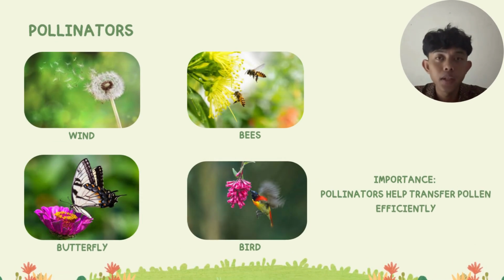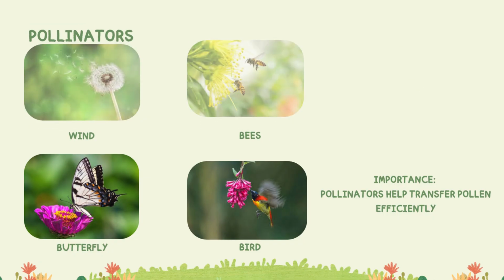Pollination often depends on pollinators like insects, birds, or even the wind. For example, bees and butterflies are some of the most common insect pollinators. They carry pollen on their bodies as they move from flower to flower, helping plants reproduce naturally. Without pollinators, many crops will produce fewer fruits and seeds.